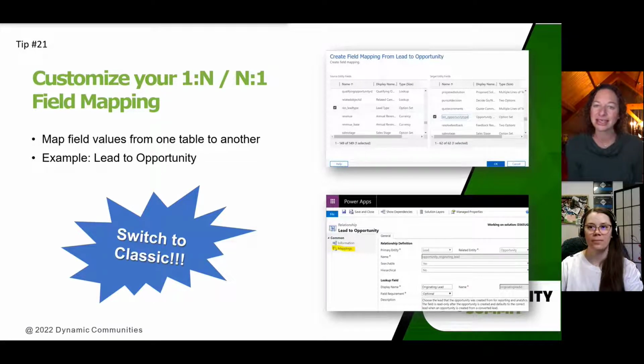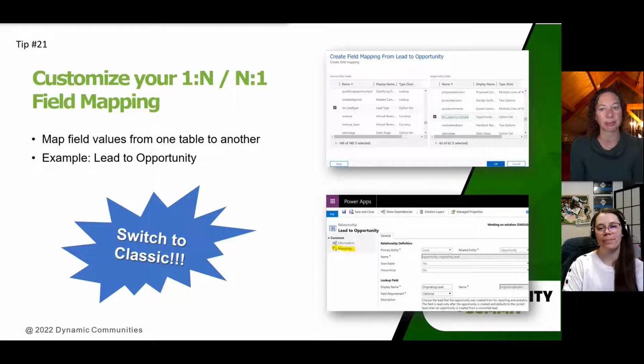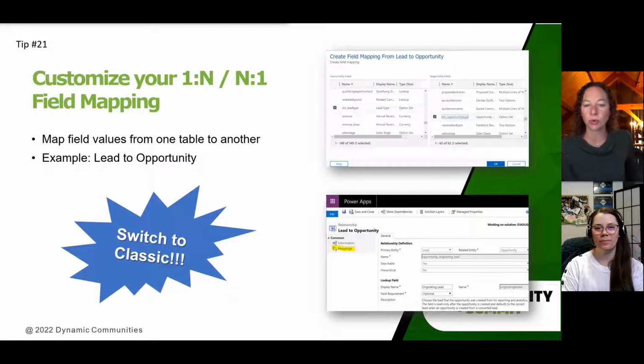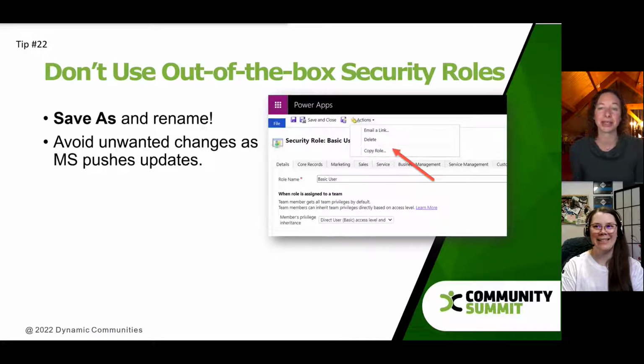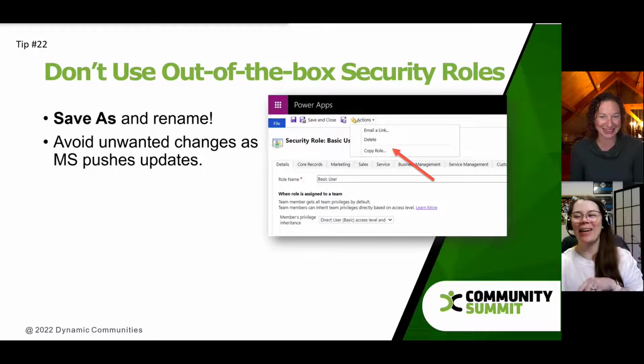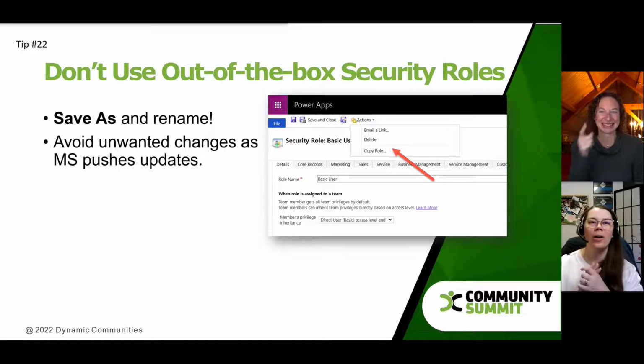But if you've added any custom fields on your lead, you've probably noticed that those don't move over automatically on the opportunity, but they can. And you do that by customizing your field mapping. So again, you add that 1 to n or n to 1 relationship to your solution file. The screenshot's at the bottom. You're going to hit that mappings button, which is highlighted, which gives you the screenshot at the top. And then you're going to map like fields to like fields and magic happens. And only in Classic.